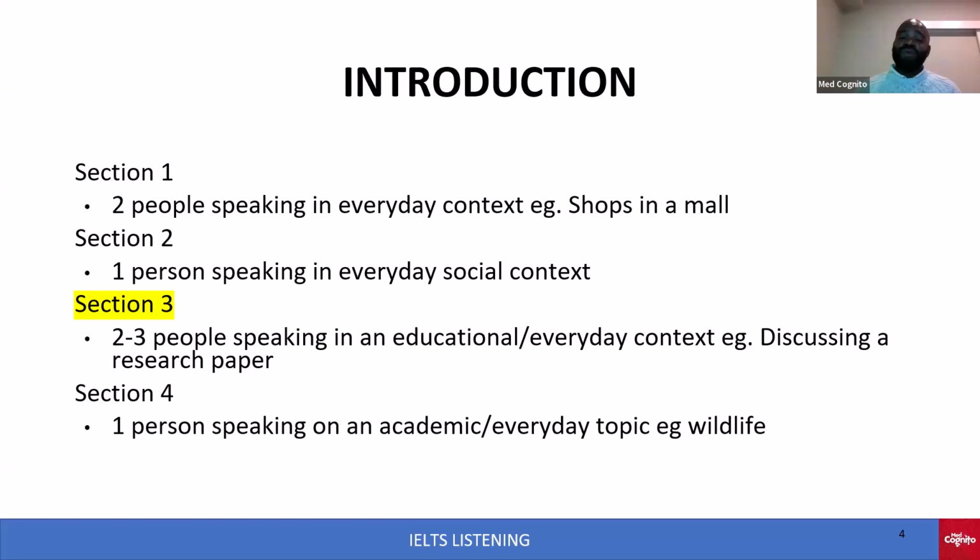The third section usually involves 2 or 3 people who are speaking in an educational or an everyday context. As you may be well aware, there are 2 types of IELTS tests. There is the IELTS Academic and the IELTS General. Depending on the type that you are taking, that will determine the context of the third section. The fourth section also involves 1 person who will be speaking. It may be a lecture on an academic topic, or it may be a topic that concerns everyday life. Again, depending on whether you are taking the IELTS Academic or IELTS General, that will determine what kind of topic is spoken about here in section 4.